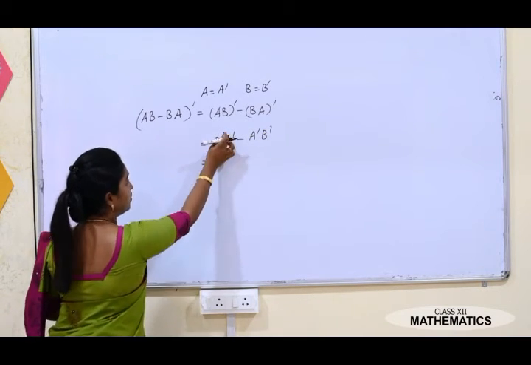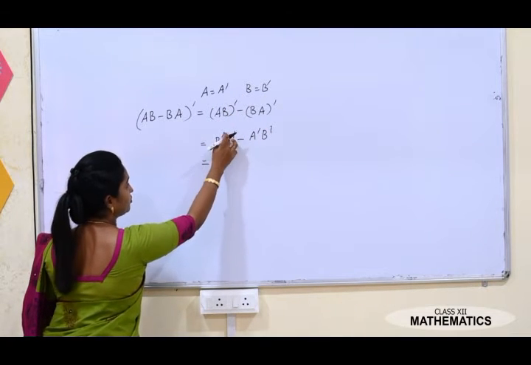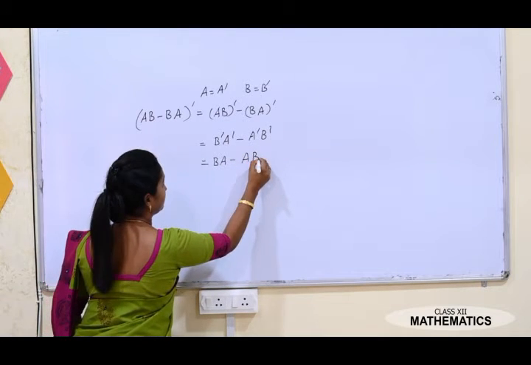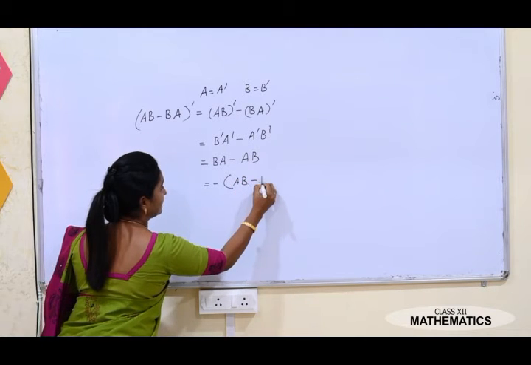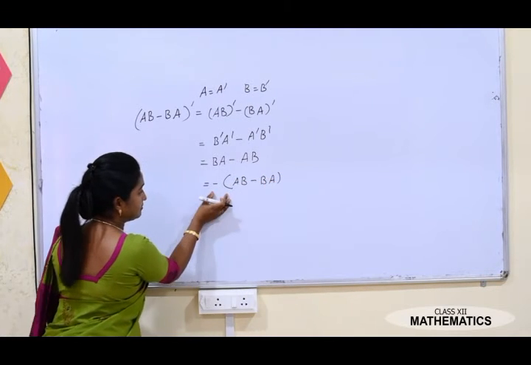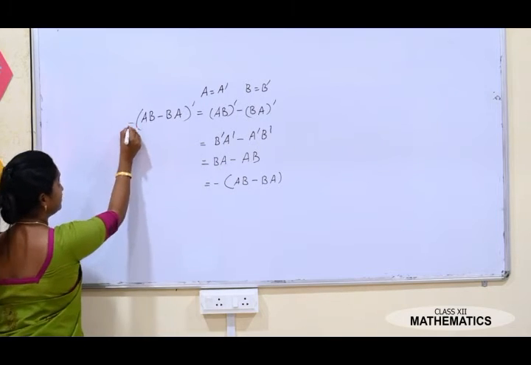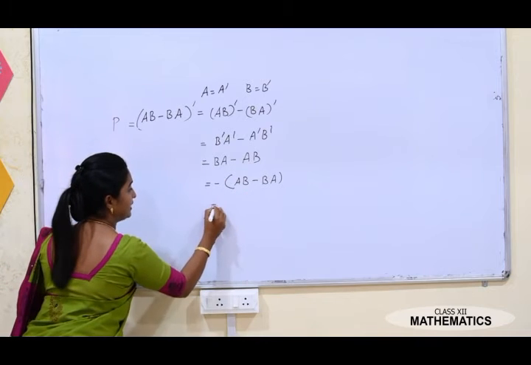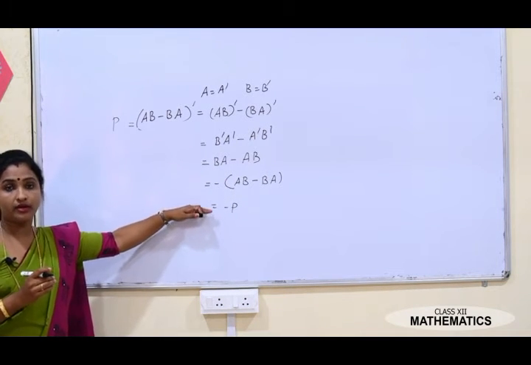Now look at here, what is B dash? It is already symmetric matrix. You will write down B. What about A dash? It is A, and here it is B. Now take a minus sign outside, you can get AB minus BA. So you will be getting minus of (AB minus BA). Now look at this. If you denote this with the alphabet P, you will be getting P dash is equal to minus P. Okay, so what is the meaning of this? It is a skew symmetric matrix.